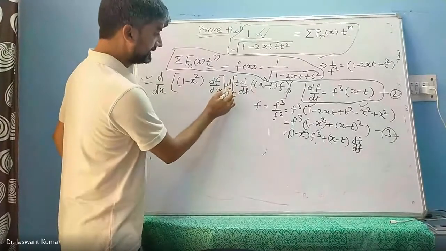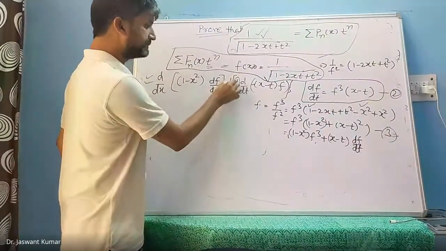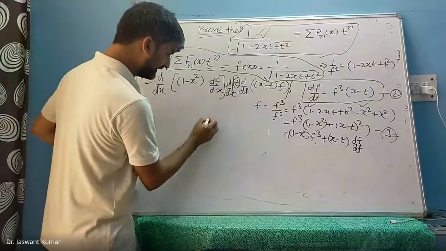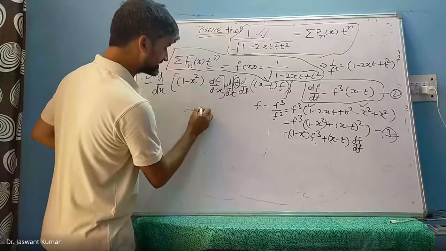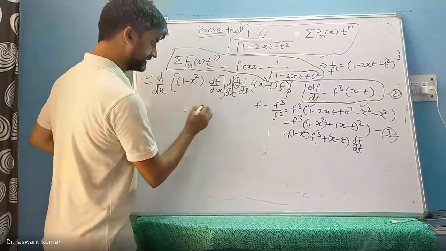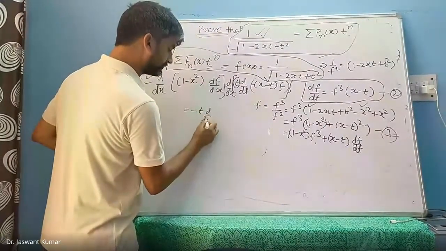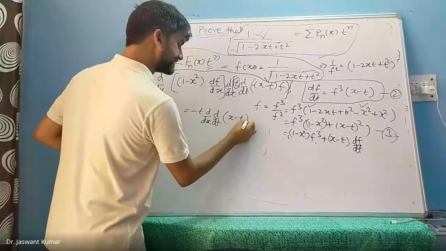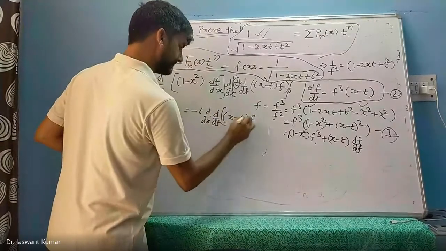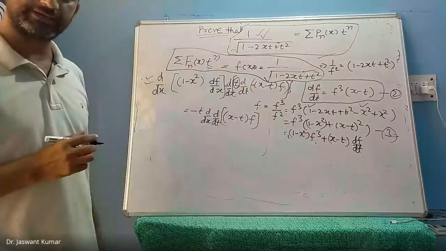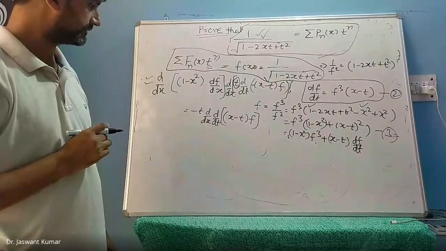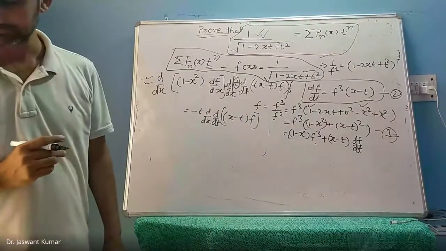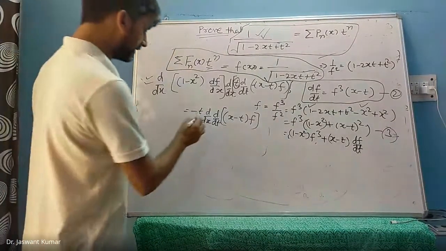Look at this, children. This is d by dx, this will cross this t because t is independent of x. Okay, so this right hand side will be minus t. I have taken this minus with this t, and then this will be d by dx of d by dt of x minus t times f. Are you all okay with this? Yes. Tell me, children.